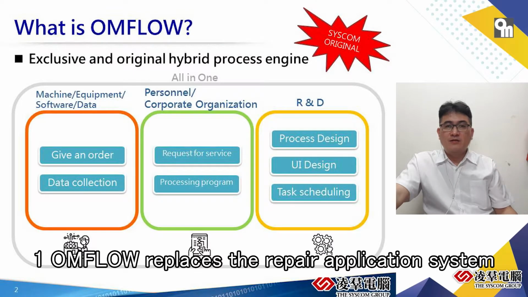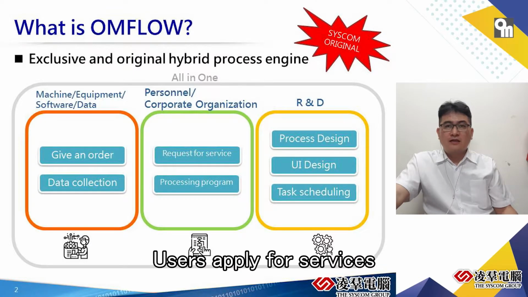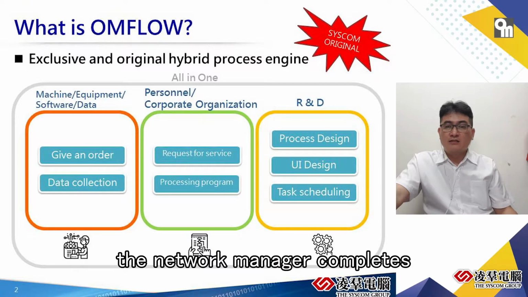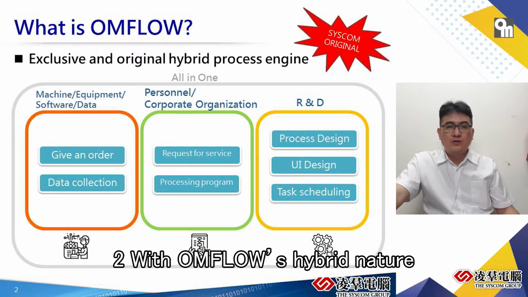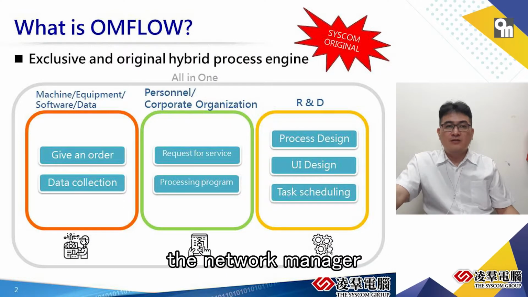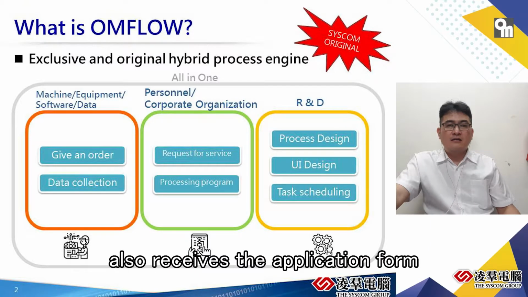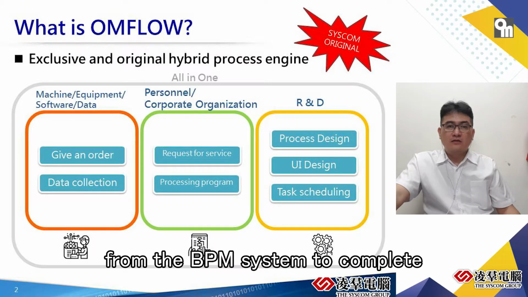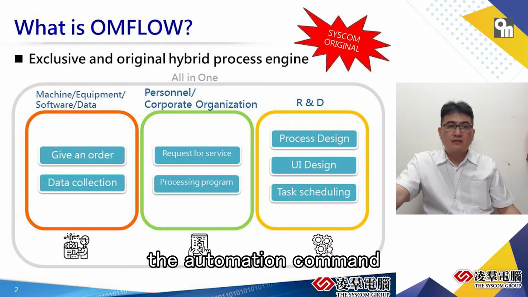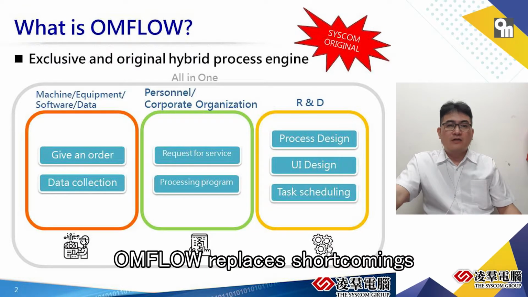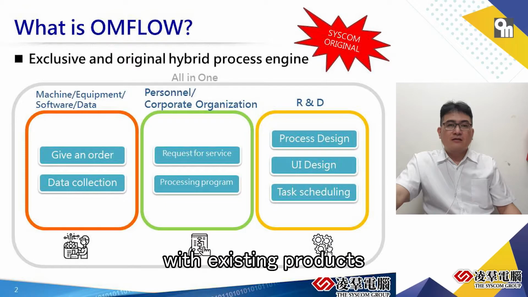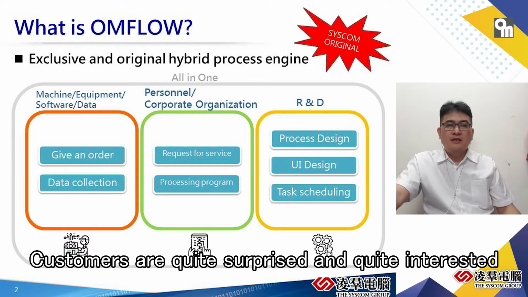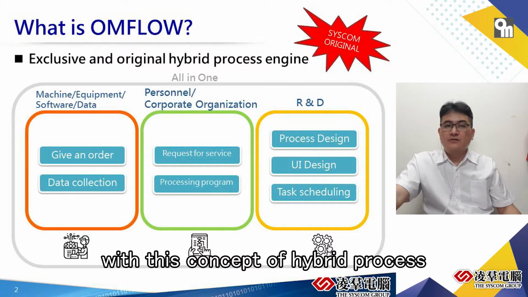Let's do this again, this time with OMFLOW. First, OMFLOW replaces the repair application system. Users apply for services. The network manager completes the settings after confirmation. Next, with OMFLOW's hybrid nature, the network manager also receives the application form from the BPM system to complete the automation command for network management. OMFLOW replaces shortcomings of existing products and integrates with existing products. Customers are quite surprised and quite interested in this concept of hybrid process.